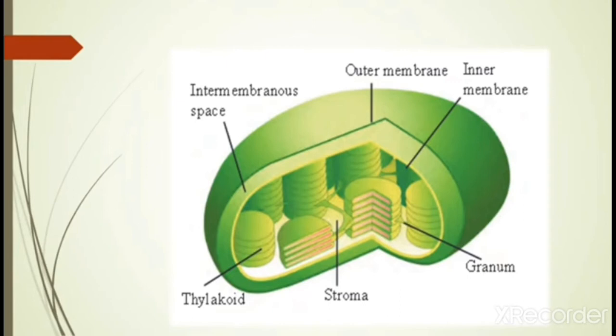Chloroplast has two membranes, the outer membrane and the inner membrane. Inside the inner membrane there is the thylakoid. Thylakoid is a sac-like, coin-like structure, and these coin-like structures are placed one upon the other like a stack of coins. This stack is called a granum. This is the place where the granum or the thylakoid can trap the solar energy and convert it into chemical energy or food.